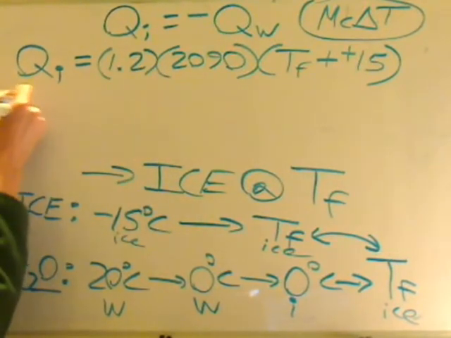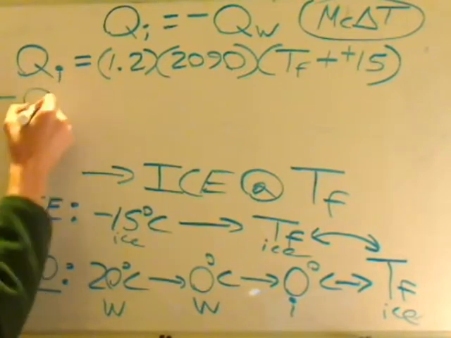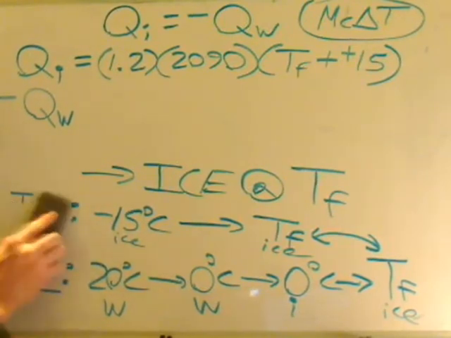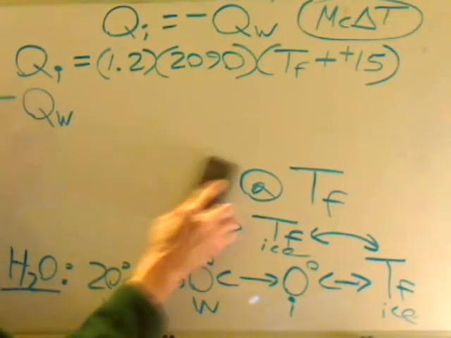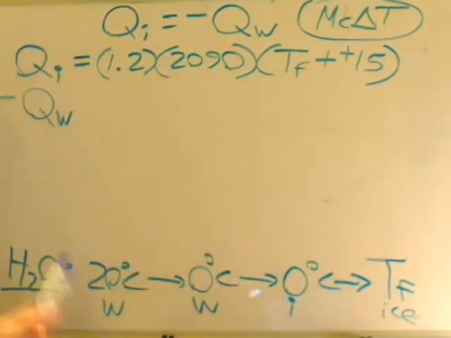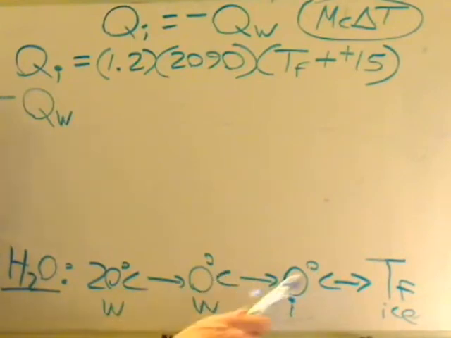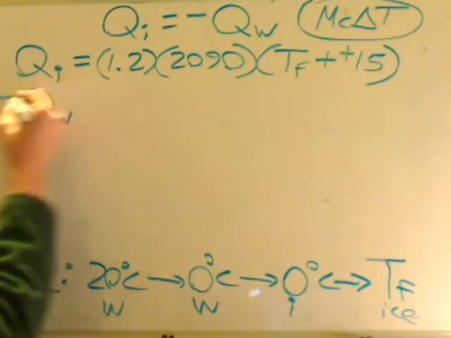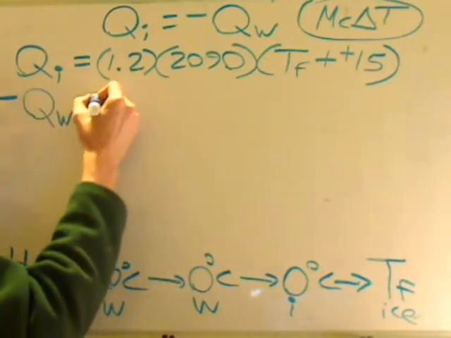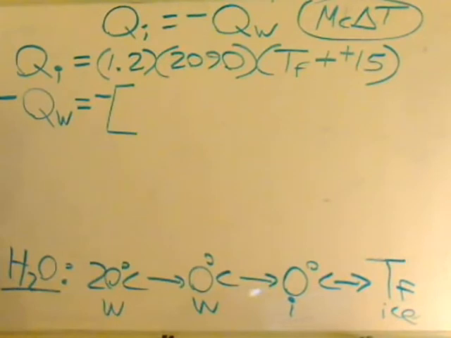Now let's calculate negative Q for our water sample. And remember, we have 3 stages of heating. So let's go ahead and erase some of this stuff here for ice. To calculate Q for the water, we need to consider these 3 stages, and we're interested in the negative. So we need to calculate the negative of the Q from water.